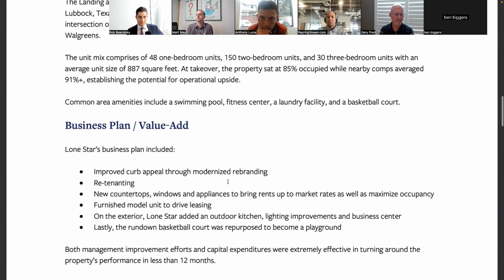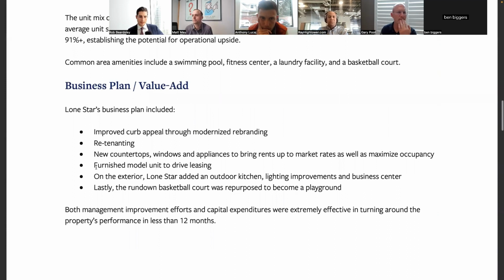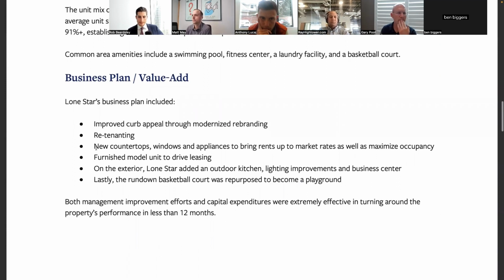So yeah, just to reiterate, this is the business plan. We improved curb appeal. We did some minor strategic renovations on the interiors. We built out a model unit, which the property lacked. We upgraded the exteriors through enhanced amenities like an outdoor kitchen, lighting improvements, and then we repurposed the basketball court, which was great. So pretty standard business plan, just under $1 million spent on the property.